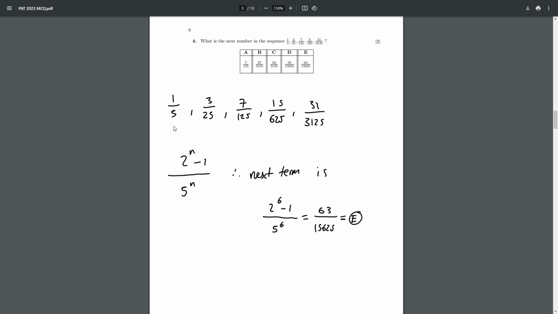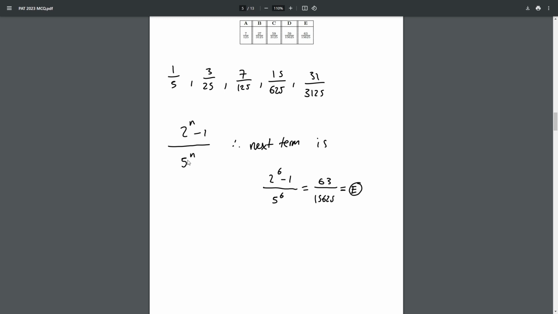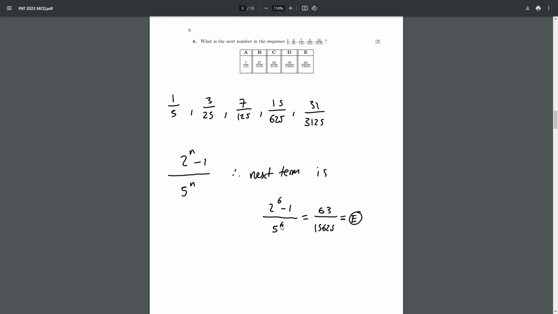That's satisfied. So our denominator is 5 to the n, and our top is 1, 3, 7, 15, 31, which looks like 2 to the n minus 1. This is 2 minus 1, this is 2 squared minus 1, 2 cubed minus 1, and so on. So our nth term is 2 to the n minus 1 divided by 5 to the n, which means our next term is going to be 2 to the 6 minus 1 divided by 5 to the 6, which is 63 over 15,625, which means the answer to this one is E.